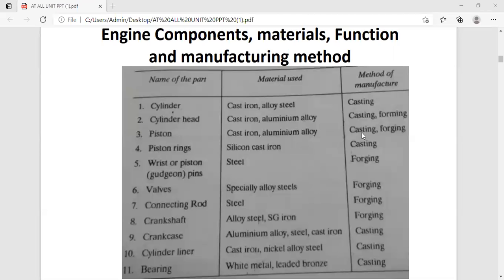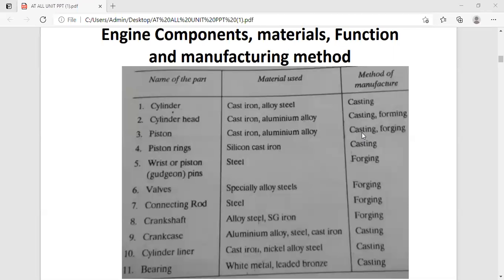Next, this is the piston. We are making it hollow because only one face of the cylinder is the working face. So we are making it hollow. Next, related to the piston rings.